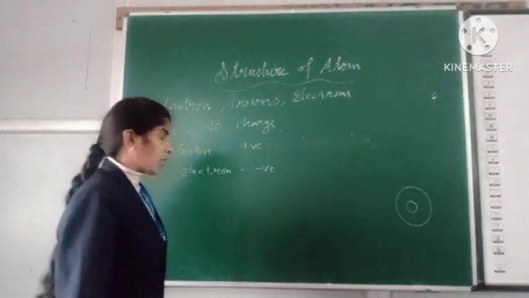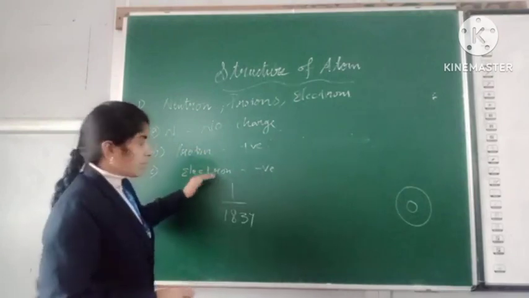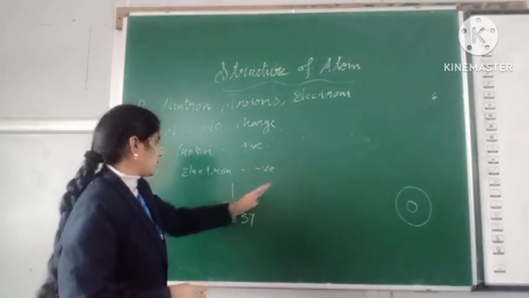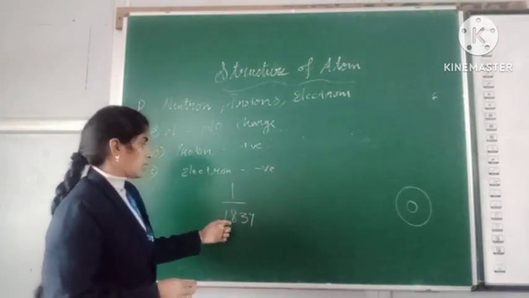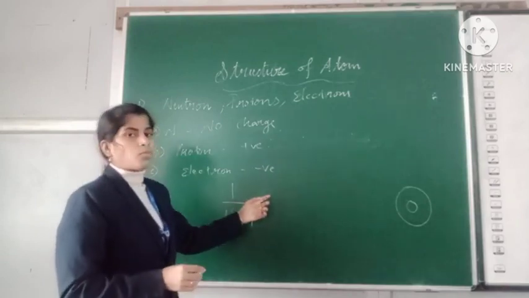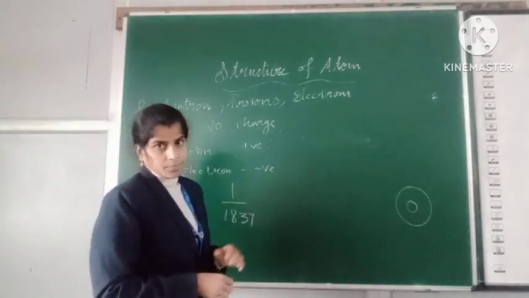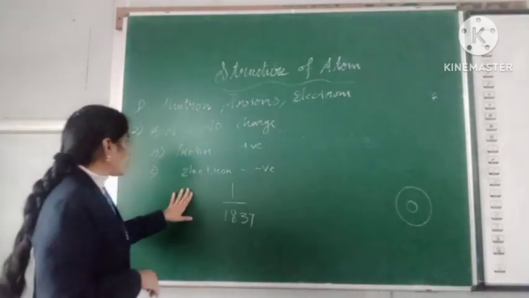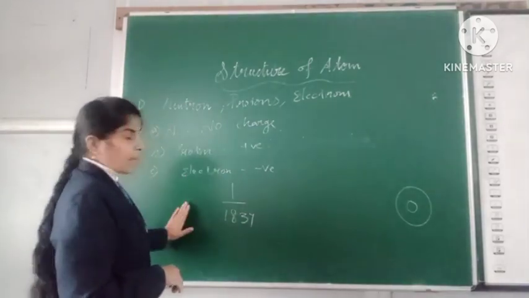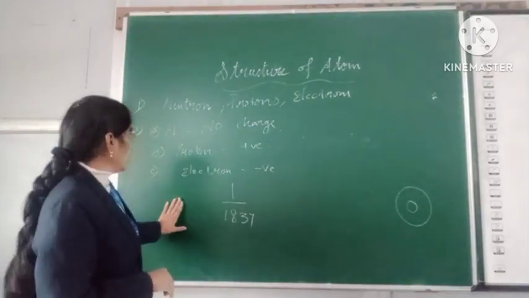Is it clear? The next one, the electron, has a negative charge, and its mass is 1 upon 1837 times that of one hydrogen atom. So these are the subatomic particles, their masses and their charges.